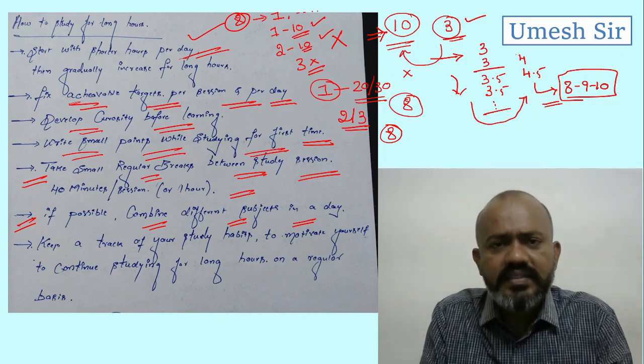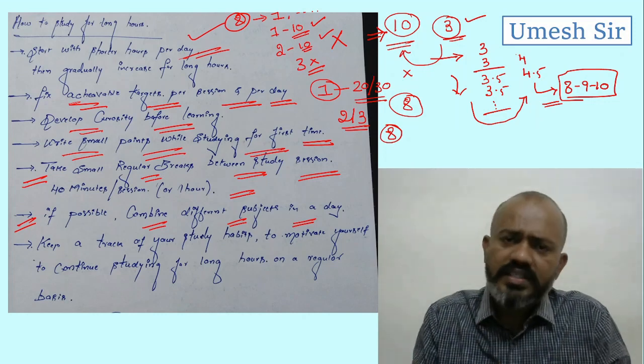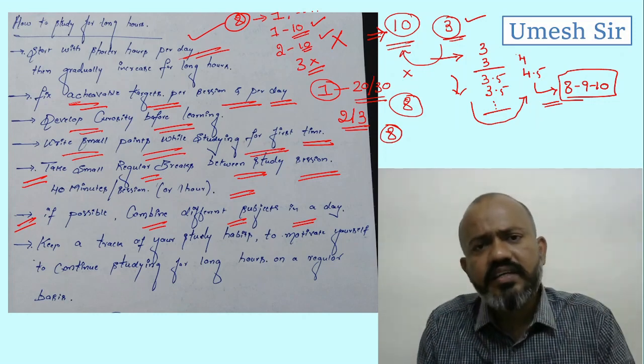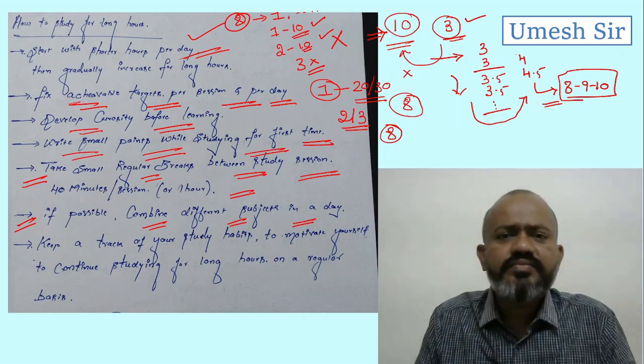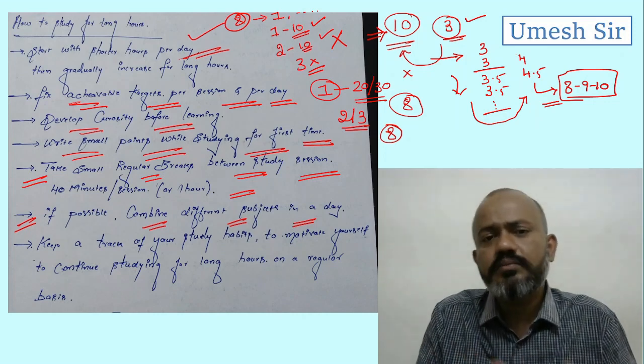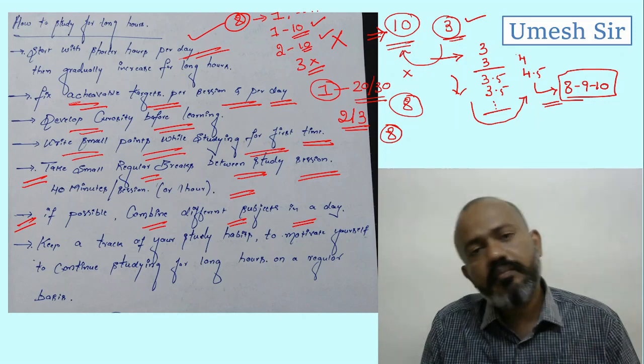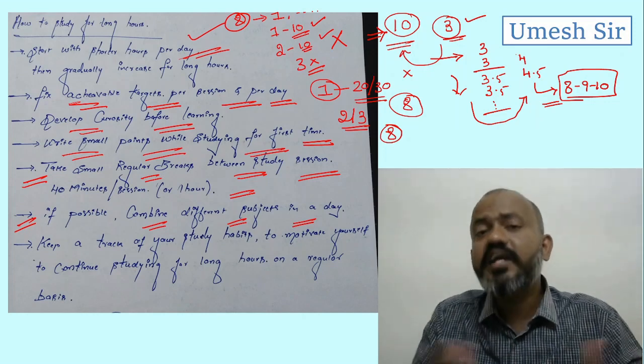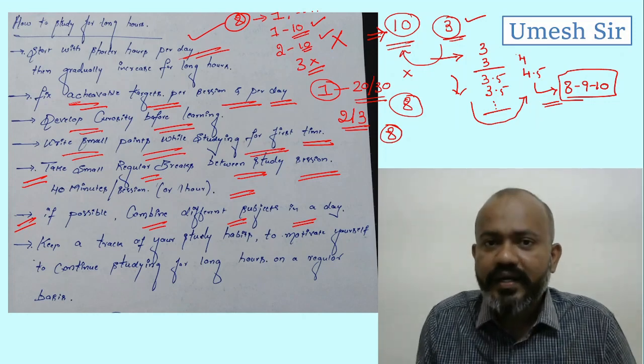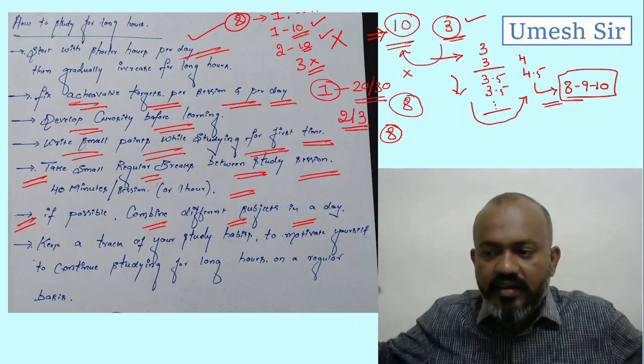Or you can combine 3 subjects. Morning you can study biology, afternoon you can study physics, evening you can study some chemistry. Okay, like that, 2 or 3 subjects you combine and study. That will be more engaging. You will not get bored. You will not get saturated. So the interest level will be kept.